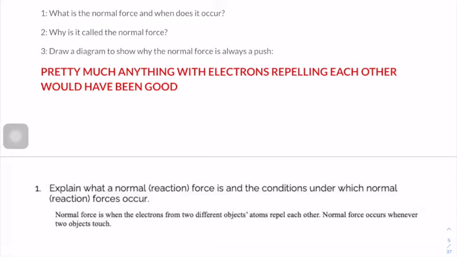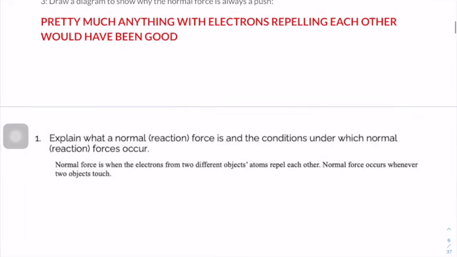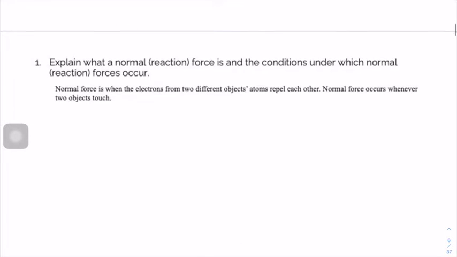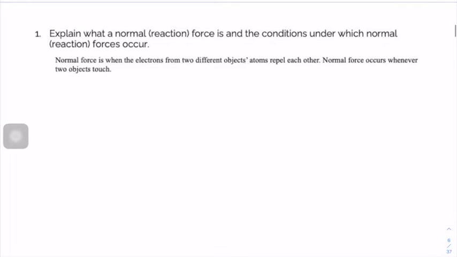All right, now we're going to have fun with answers. We're going to go through some answers that people put to see what we think. Answer to the first question: normal force is when the electrons from two different objects, atoms, repel each other. Normal force occurs whenever two objects touch. Yep, I think this is actually perfectly fine. Good job, group.